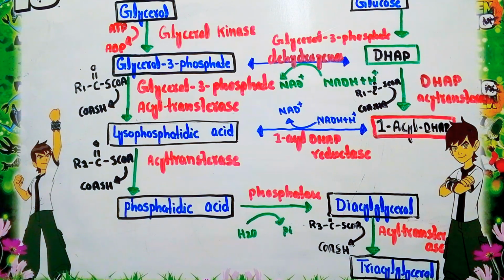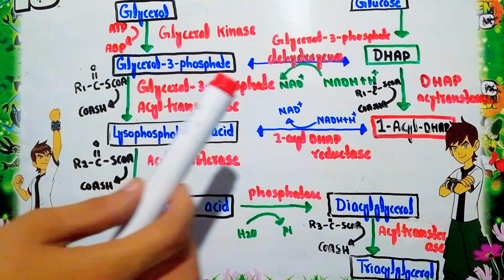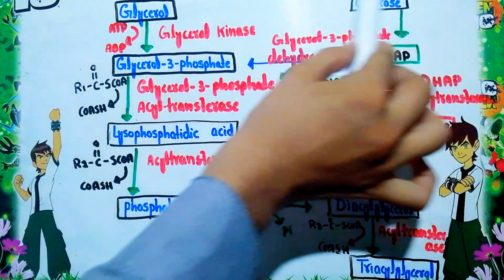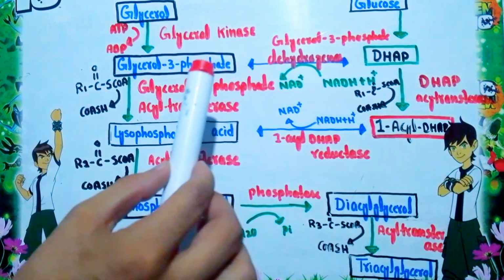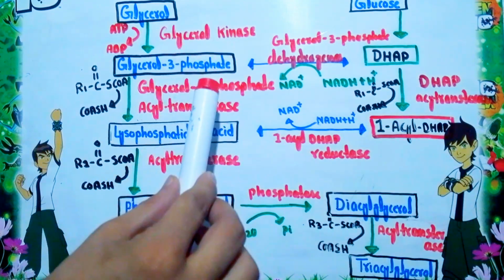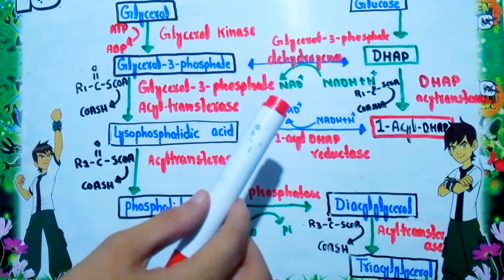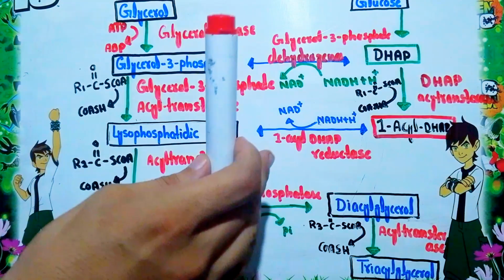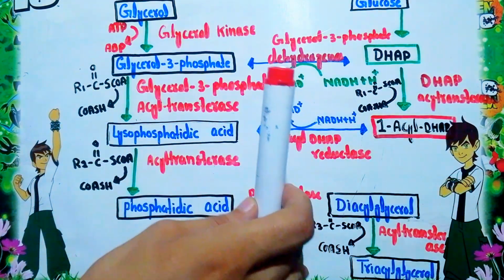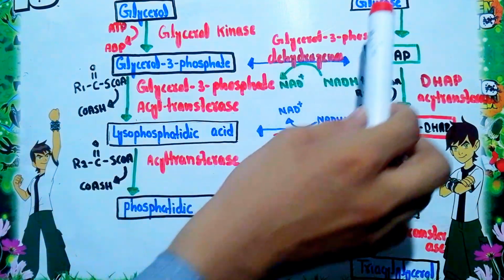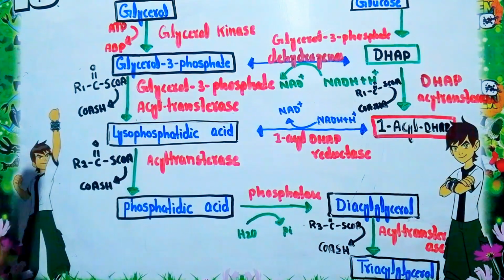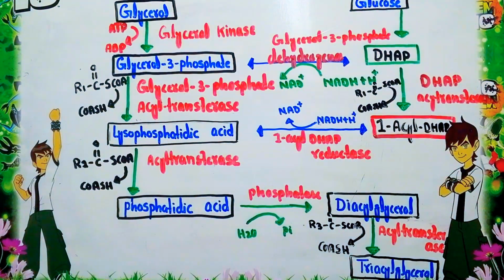The second mechanism occurs in adipose tissues as well as in the liver. This is from glucose. The synthesis of glycerol 3-phosphate in adipose tissue and the liver occurs from glucose. When the oxidation of this glucose occurs, this oxidation of glucose is called glycolysis.